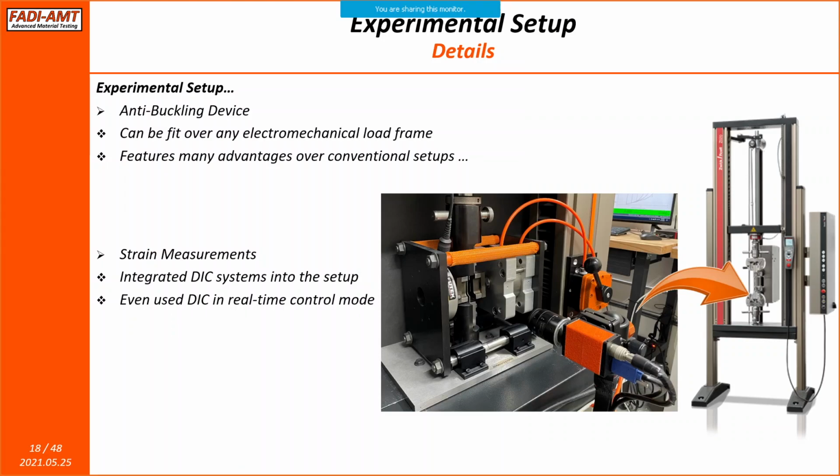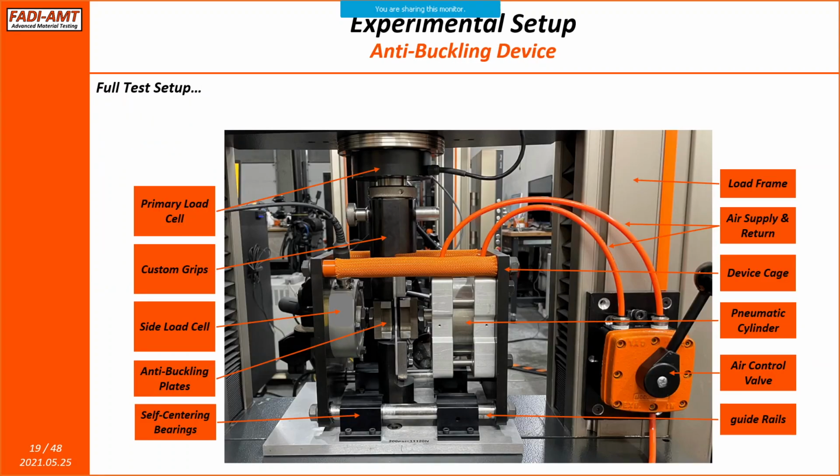So the experimental setup. The experimental setup features an anti-buckling device which is capable of fitting over any electromechanical load frame, and there are many features and advantages of the device over conventional setups, and we'll discuss this in the upcoming slides. We also tried to implement 3D DIC, actually a couple of DICs in the setup, and we also use them in real-time control mode. This is a picture showing the full test setup, and I'll be going over some important features of it in the next few slides.